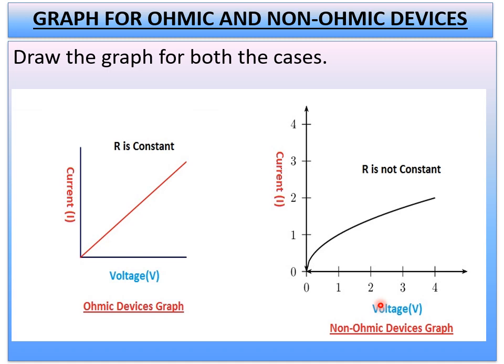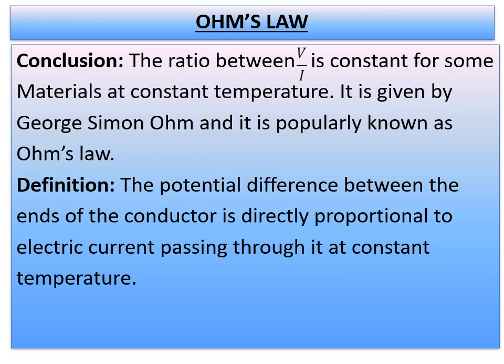So actually what is V by I? V by I is nothing but R. So this R is constant for the ohmic devices. R is not constant for non-ohmic devices. So I hope you have understood this. So on the whole, after completing the activities, we have to conclude like this.